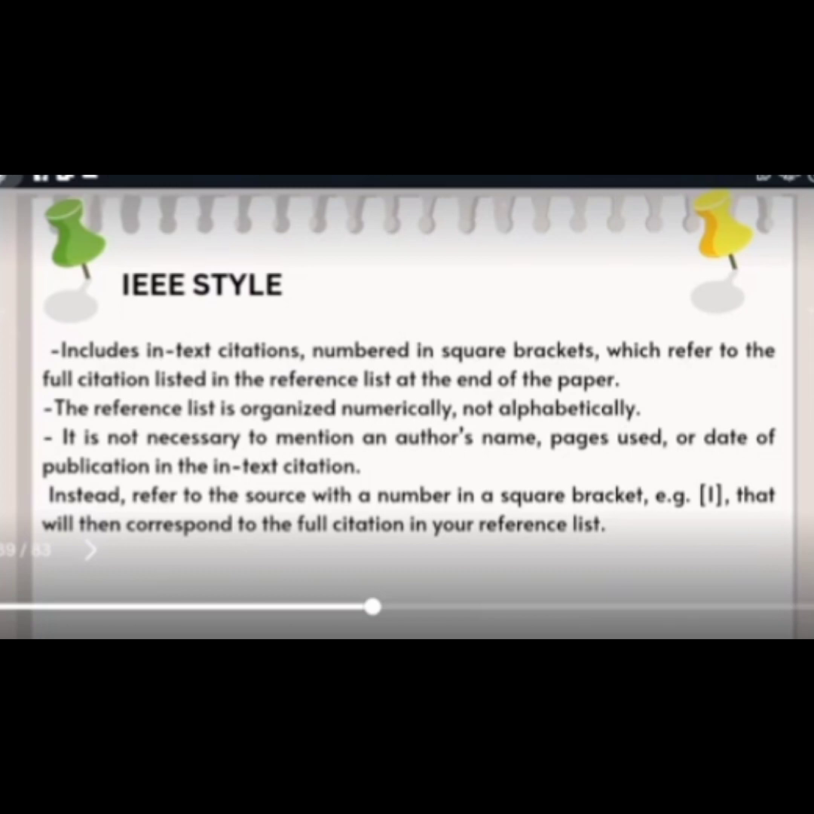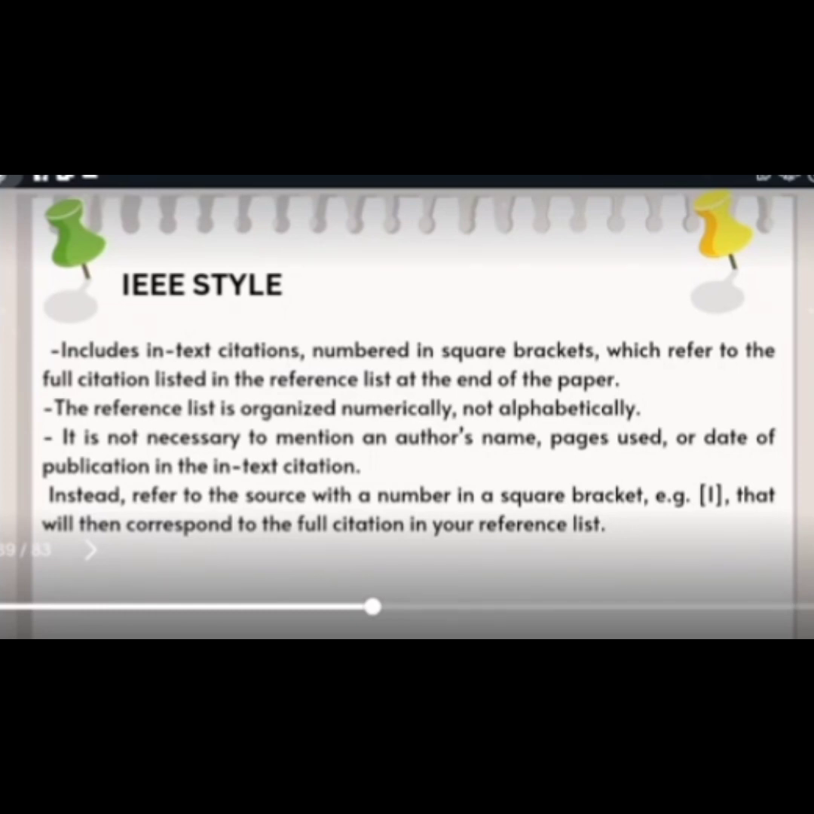So the reference list is organized numerically, not alphabetically. They involve numbers. That is why it is used in fields like technology and sciences. It is not necessary to mention the author's names, pages used, or date of publication in the in-text citation. They refer to the source with a square bracket, for example square bracket 1, which will correspond to the full citation in your reference list.